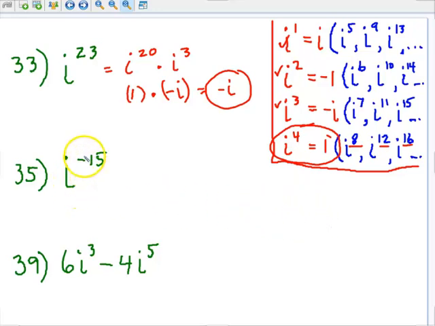All right, so a little review of negative exponents. A negative exponent tells you to flip the base.